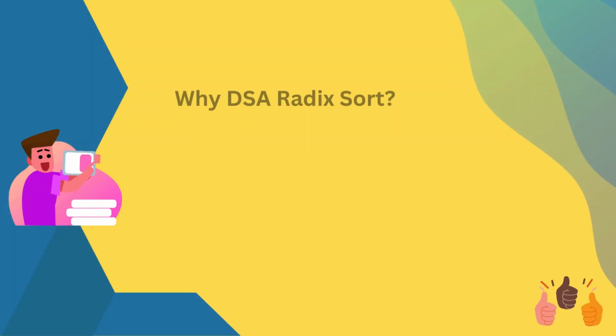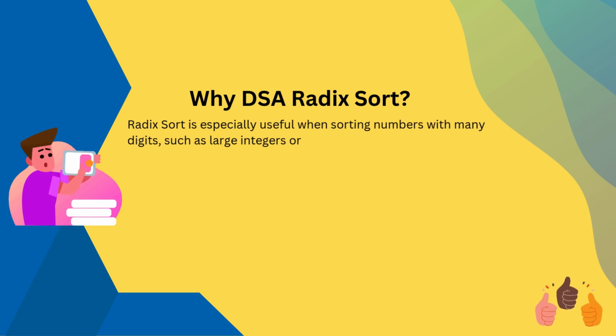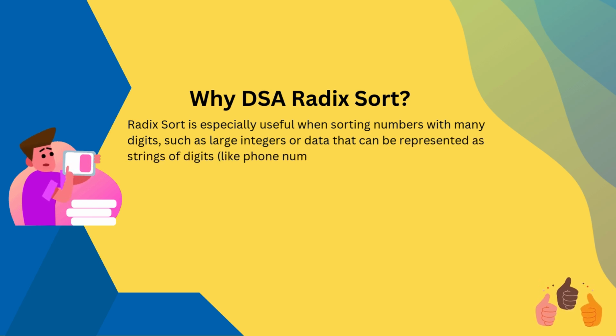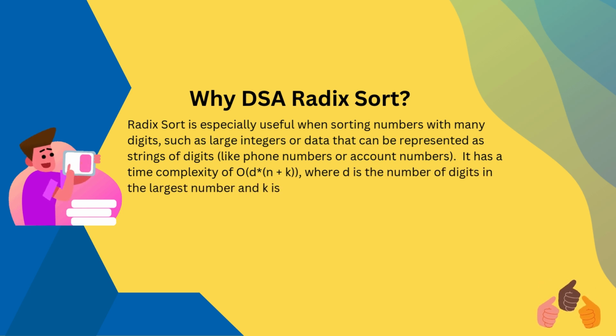Why we use Radix Sort? Radix Sort is especially useful when sorting numbers with many digits, such as large integers or data that can be represented as strings of digits, like phone numbers or account numbers. It has a time complexity of O(d(n + k)), where d is the number of digits in the largest number and k is the range of the digit values, 0 to 9 in this case.